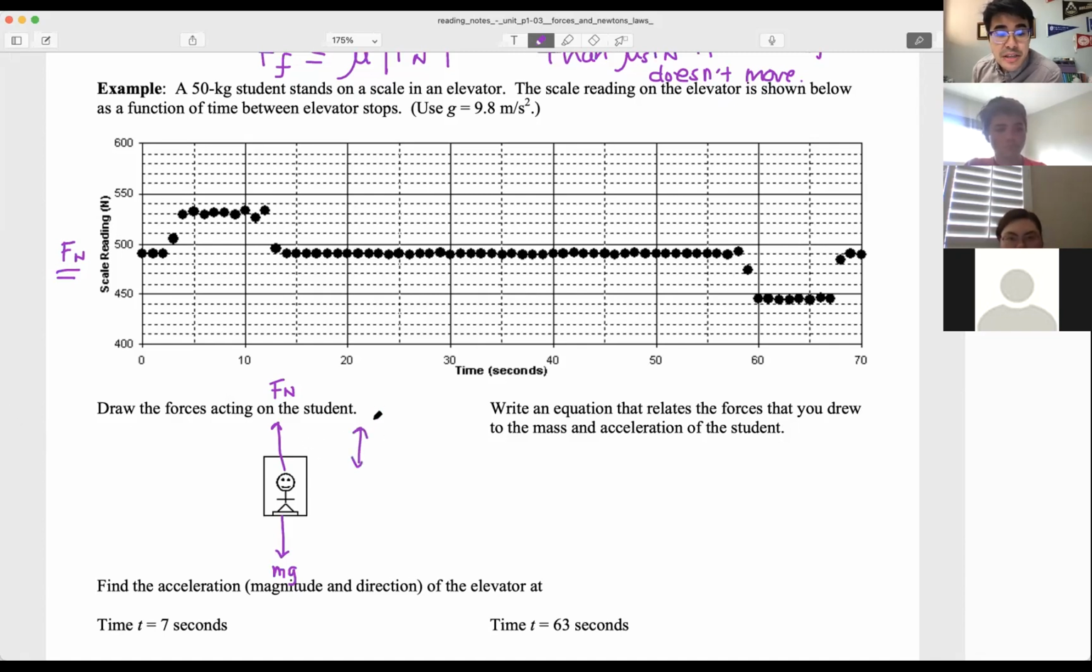I'm just going to put these arrows to indicate my positive and negative direction. And so if I wanted to do my sigma equation, sigma of F is equal to Fn minus mg. And that's going to equal the product of the mass of the system and the acceleration of the system. So this will allow me to solve for Fn. My normal force is going to equal ma plus mg.